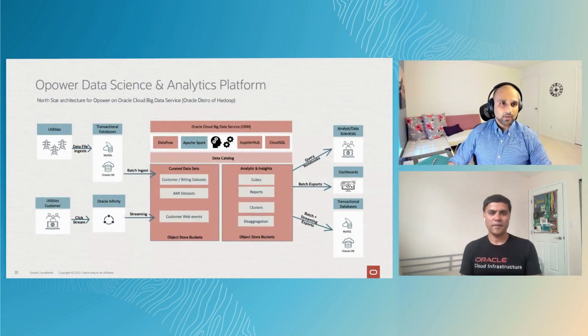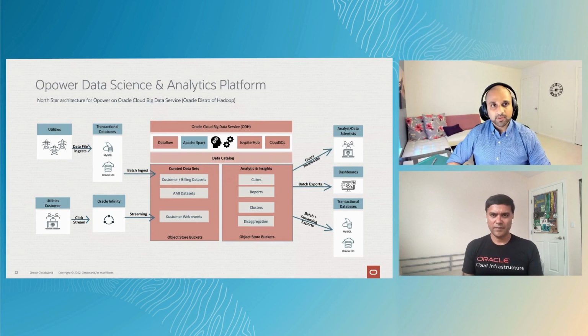So this is what Opower's target North Star architecture looks like. You can see incrementally we look to adopt more and more of the services provided by BDS and OCI, going to object storage, data catalog, and incrementally lessening our monolith Hadoop services. With that, I will transition over to Karan to conclude and take us through the rest of the BDS journey presentation. Okay, thank you, Ali.